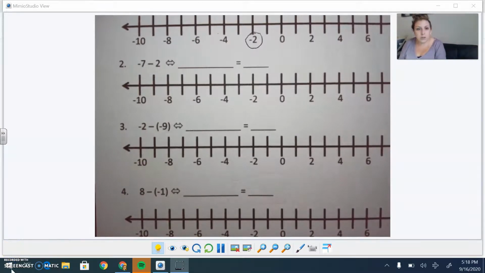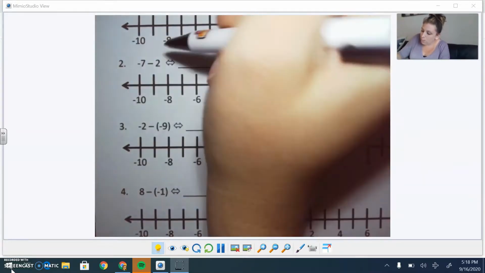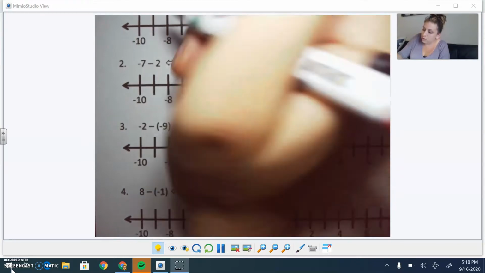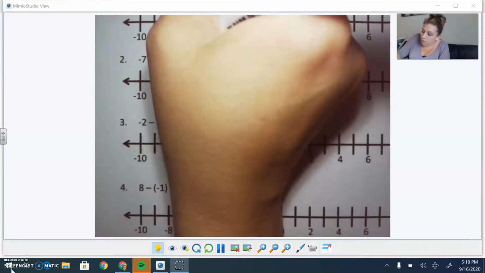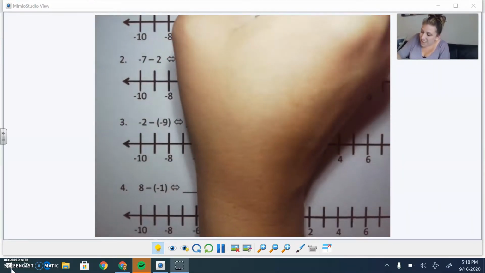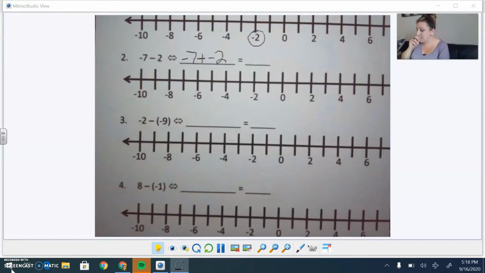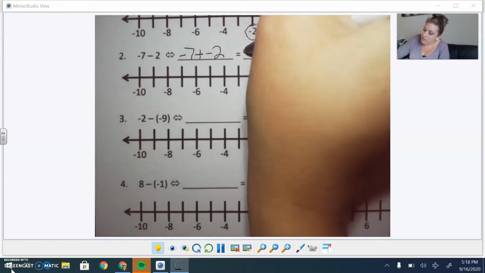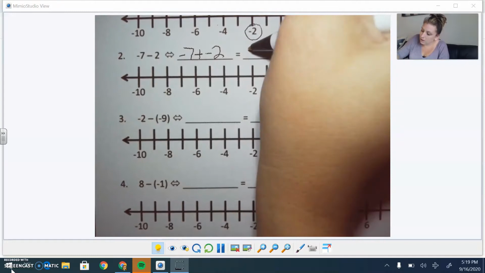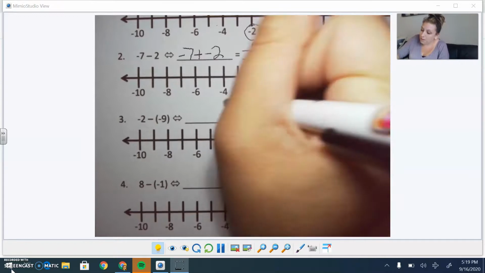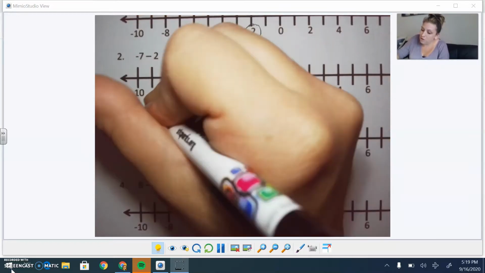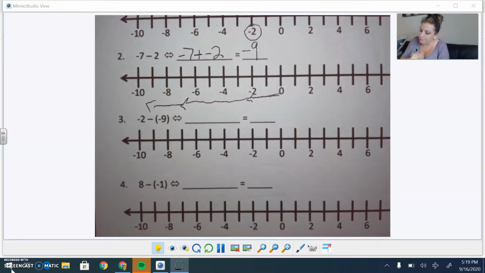All right, so I hope you were able to figure those problems out. So for that first one, remember we're going to change this first into an addition problem. It's a subtraction problem. We have negative 7 minus 2, but rather we're going to change it to adding the opposite. So rather than subtracting 2, we're going to add a negative 2. Once you did it on the number line, you should have ended up at negative 9 because you were going backwards 7, and then left 2 more, putting you at negative 9.